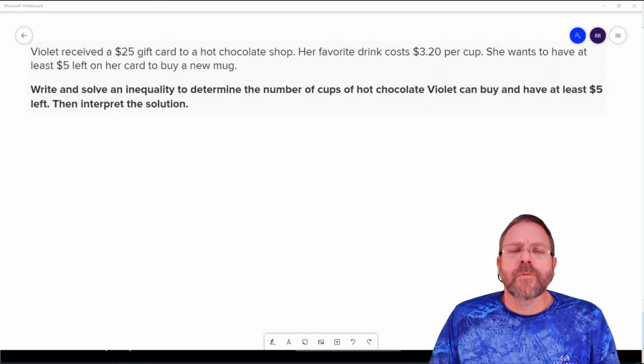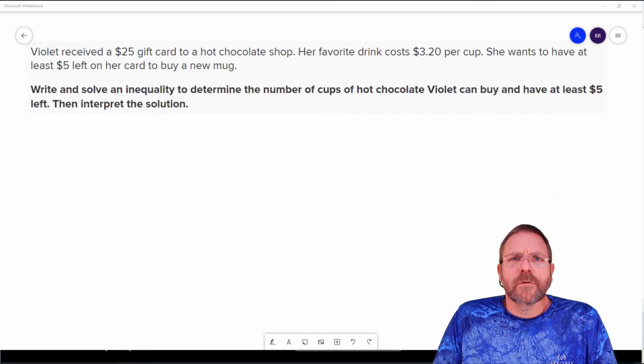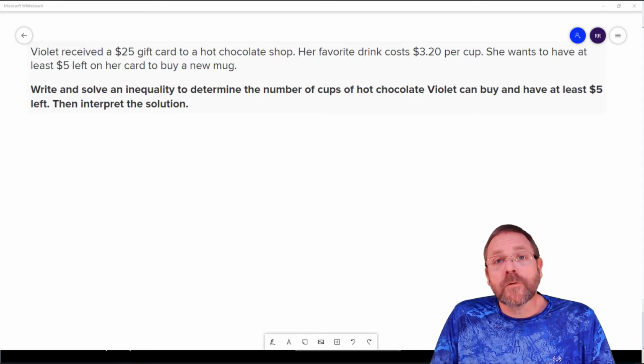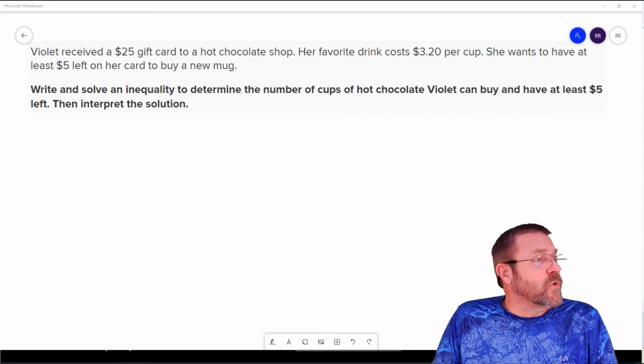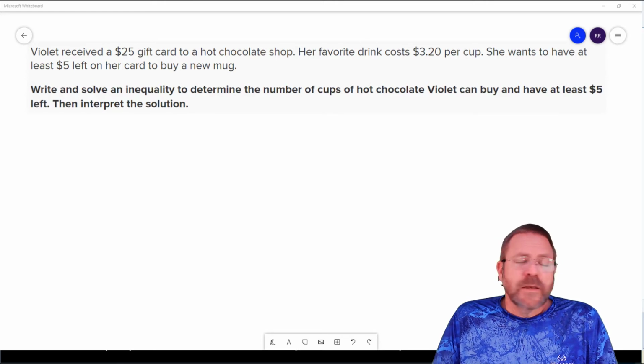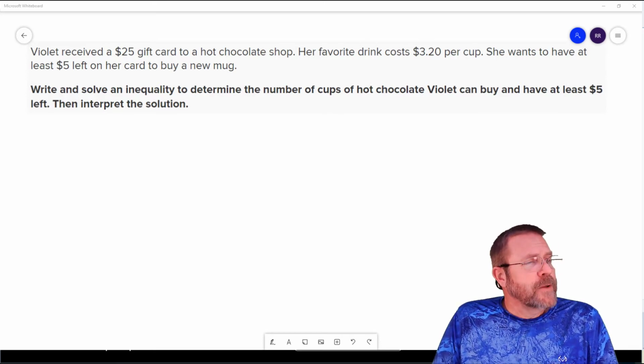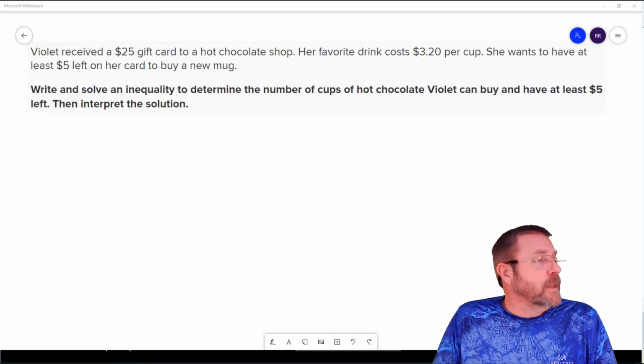Violet, I thought that was a color or a flower or something like that. Anyhow, person this time. Violet received a $25 gift card to a hot chocolate shop. Didn't know they had shops dedicated to just hot chocolate. Her favorite drink costs $3.20 per cup. She wants to leave at least $5 on her card to buy herself a new mug.